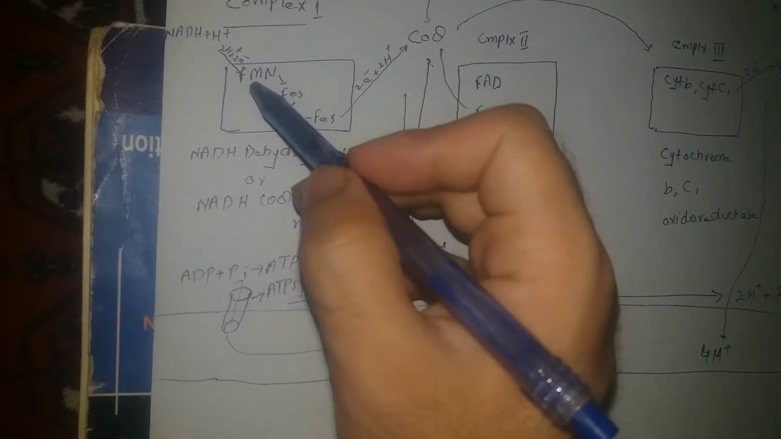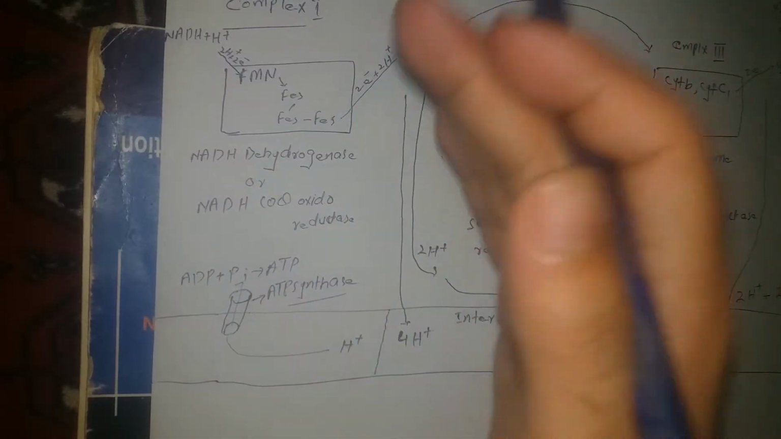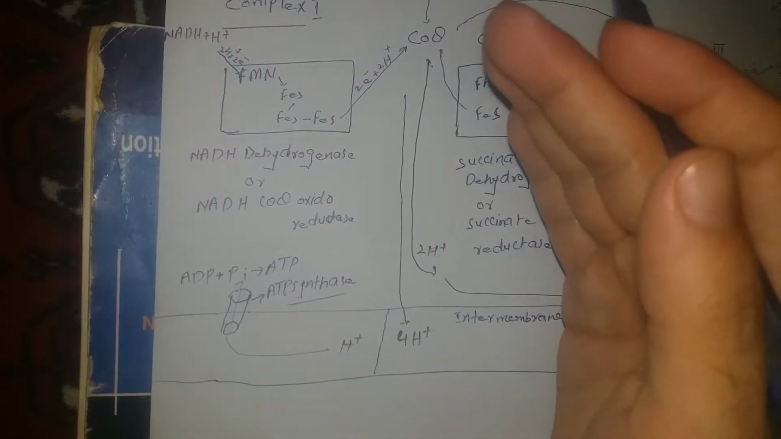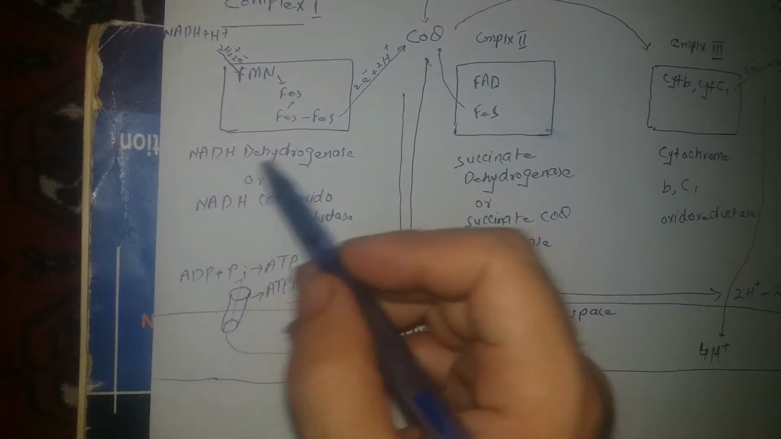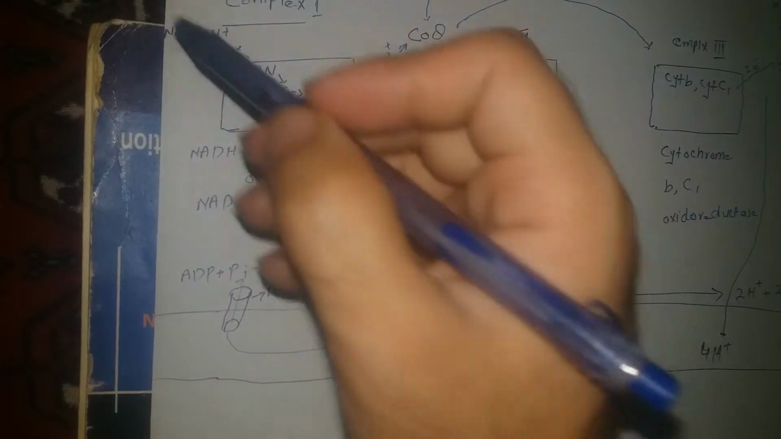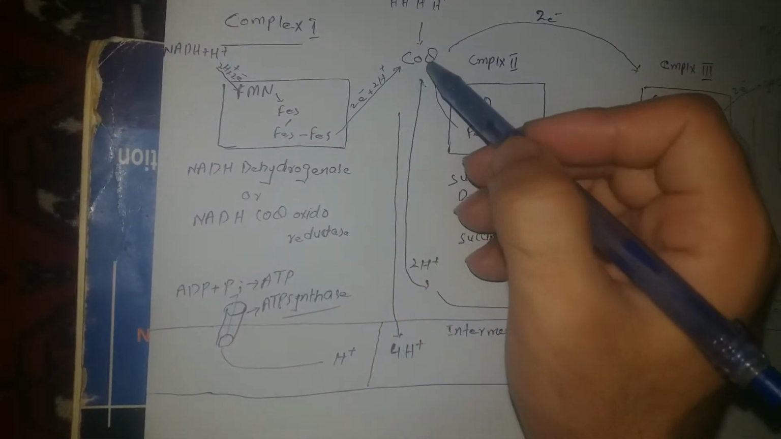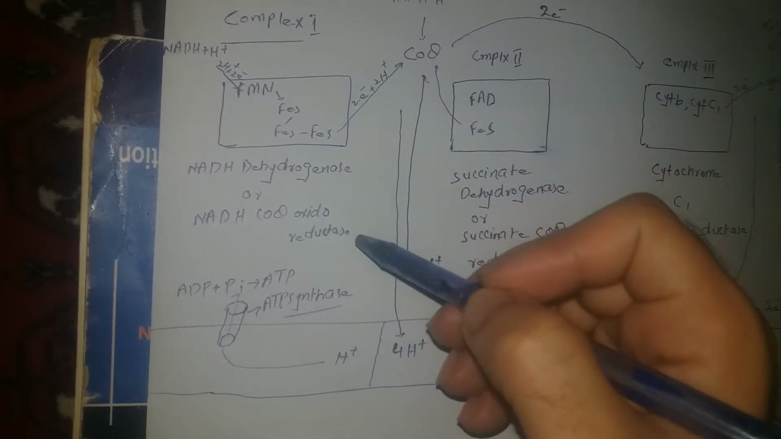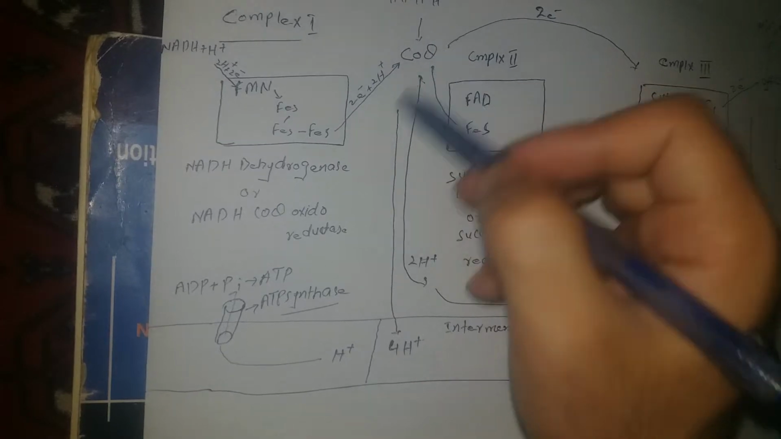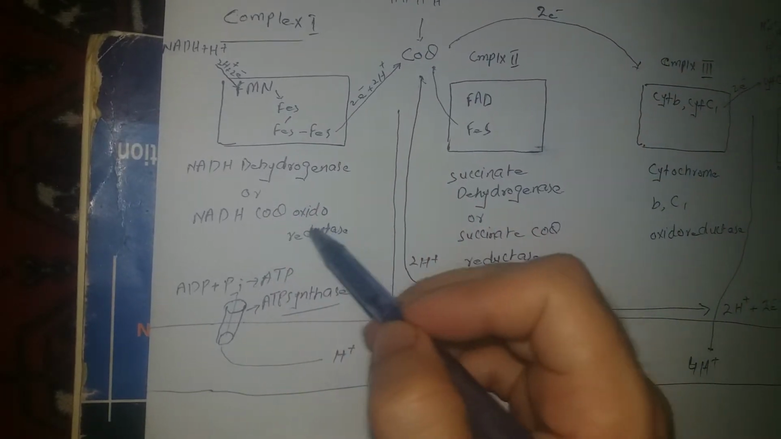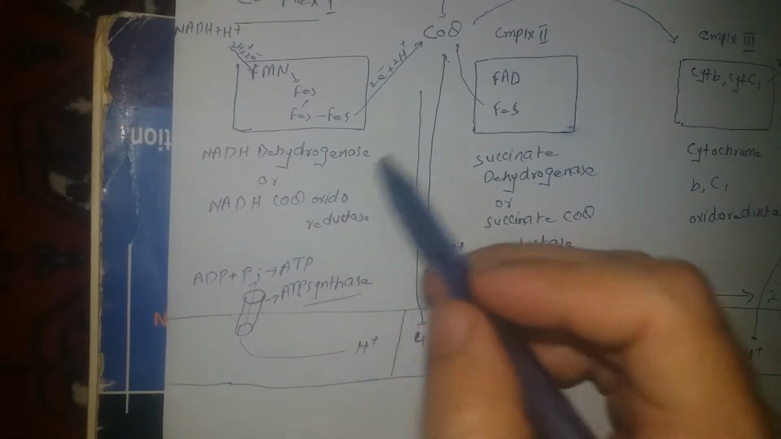One is oxidation of NADH, meaning removal of electron or proton. Removal of electron from any compound is called oxidation. So this enzyme is oxidizing NADH because it is removing electrons from NADH, and addition of electrons to any compound is called reduction. So this enzyme is adding electrons to coenzyme Q, that's why it is reducing coenzyme Q. That's why it is oxidase for NADH and reductase for coenzyme Q.